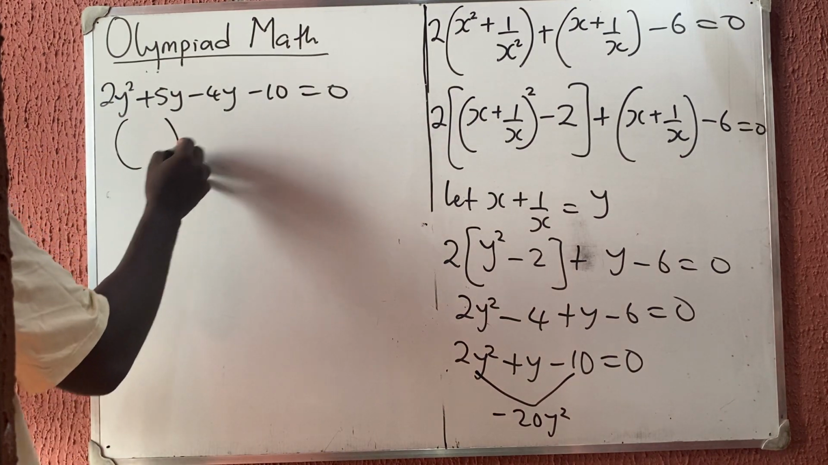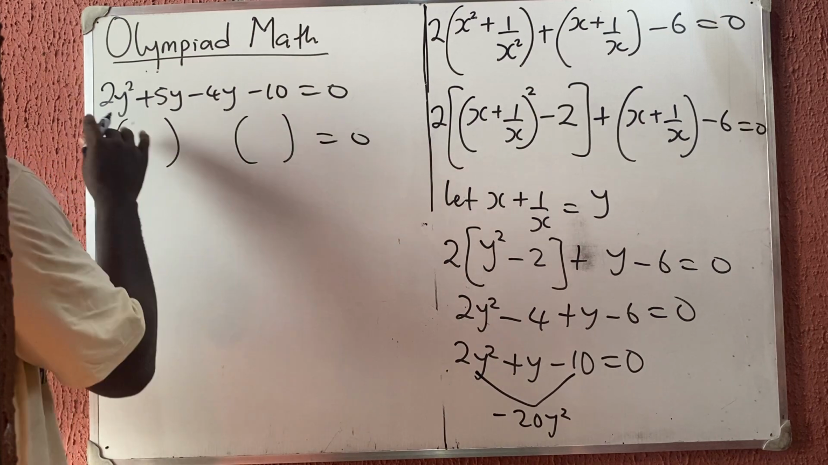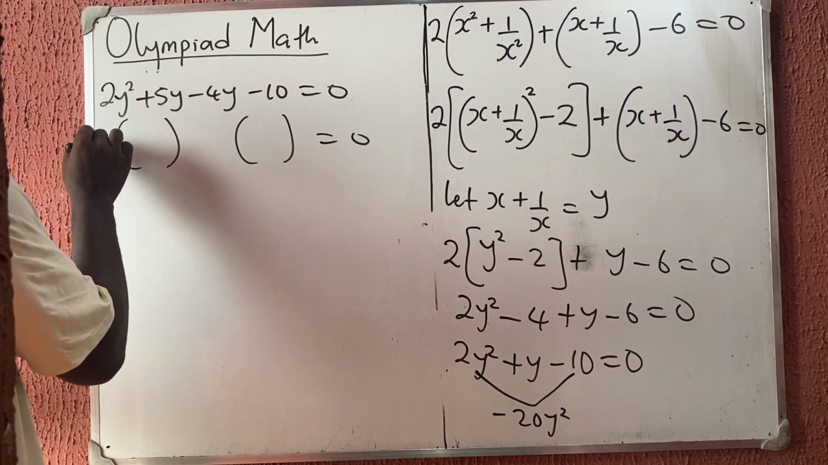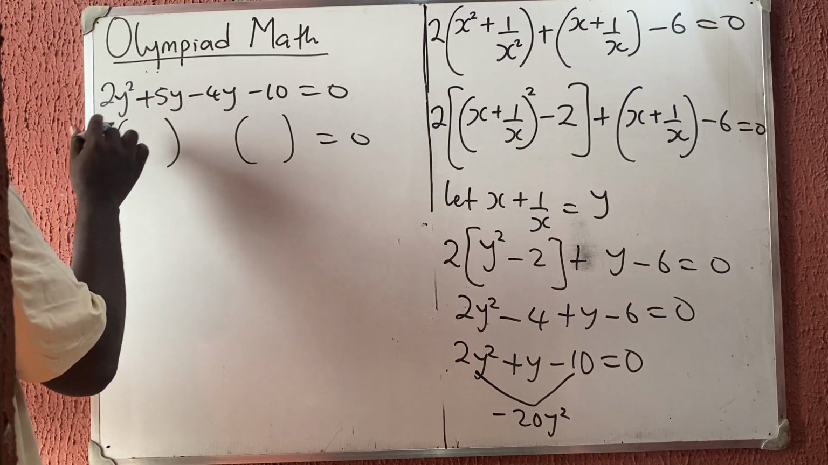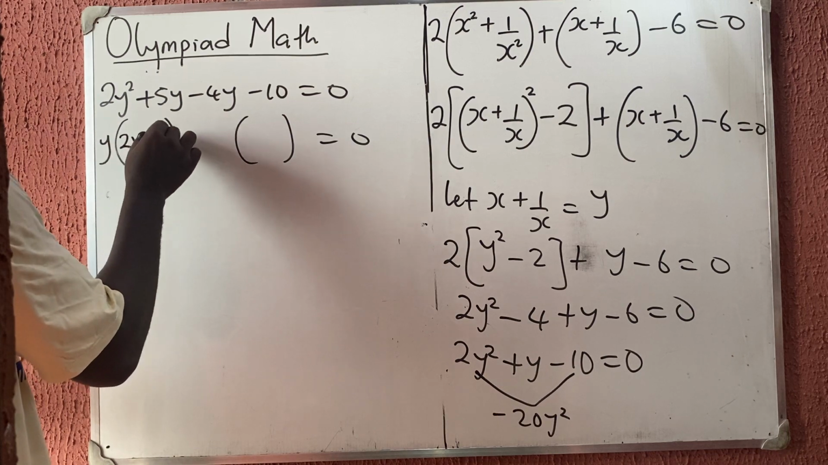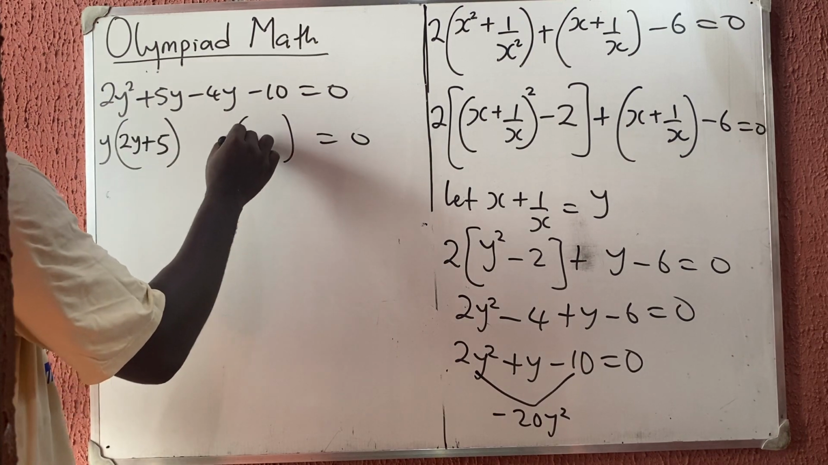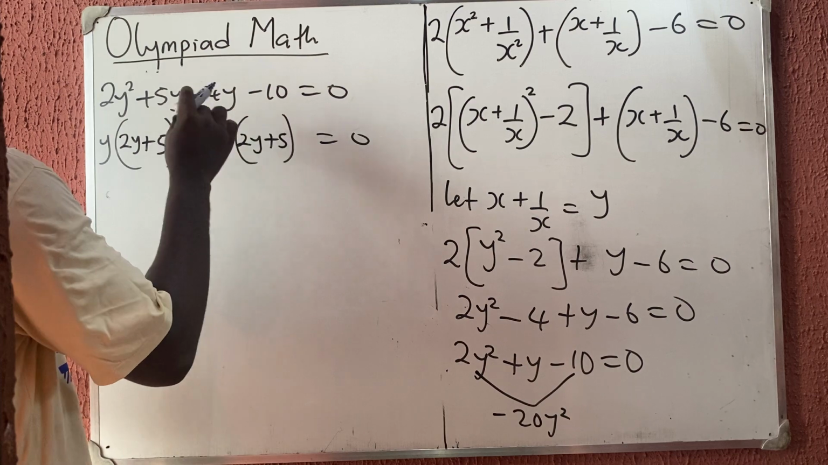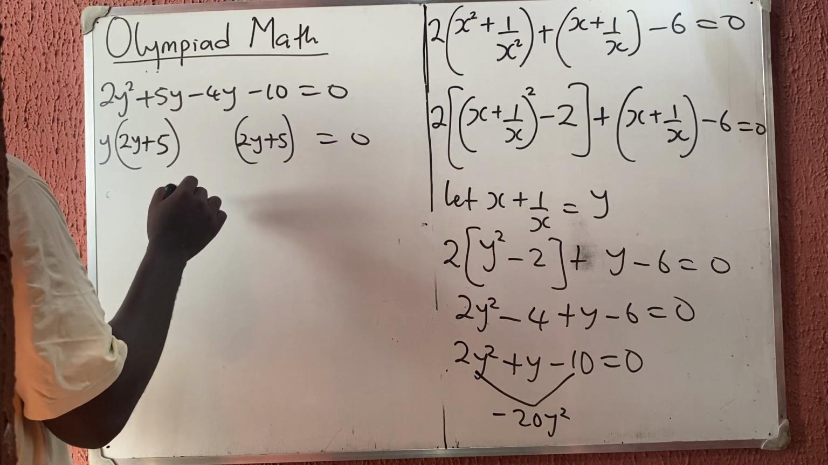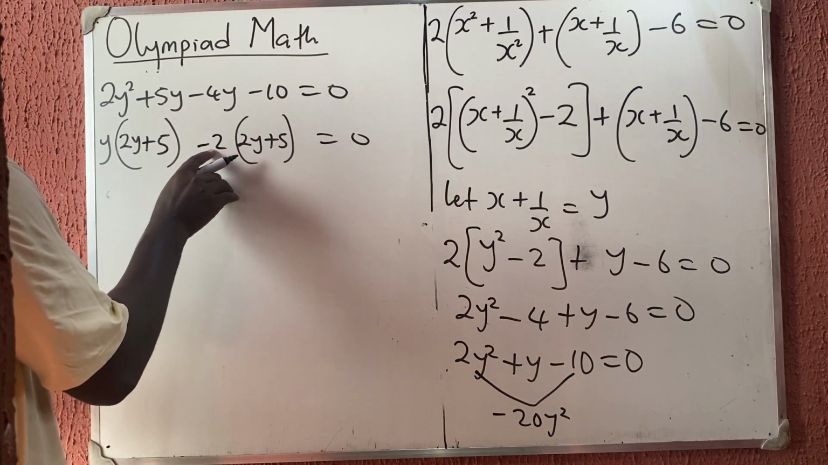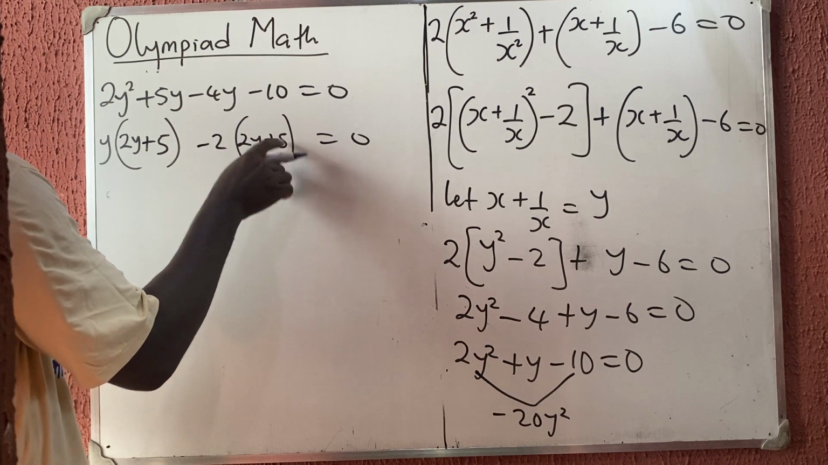So if I open these two brackets, the common thing here is what? 2y. So this divided by this will give you 2y plus what? 5. Anything that is here must be here: 2y plus 5. The common term here is minus 2. So that minus 2 times this will give us this, and minus 2 times this will give us this.